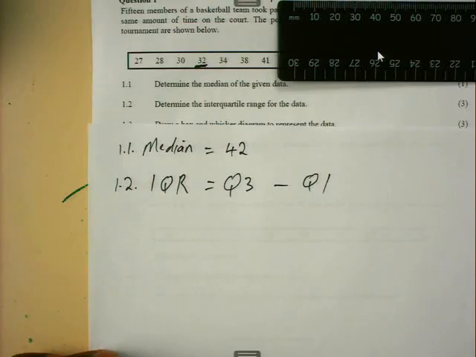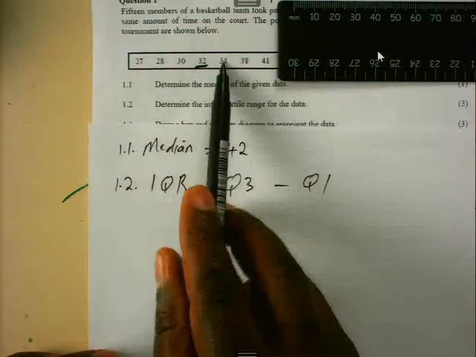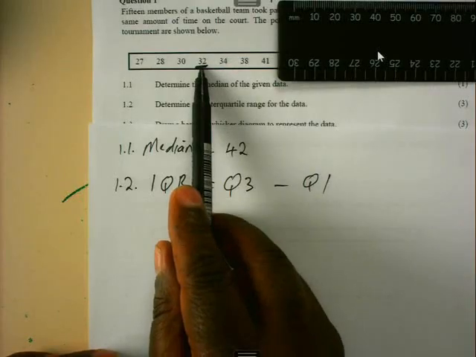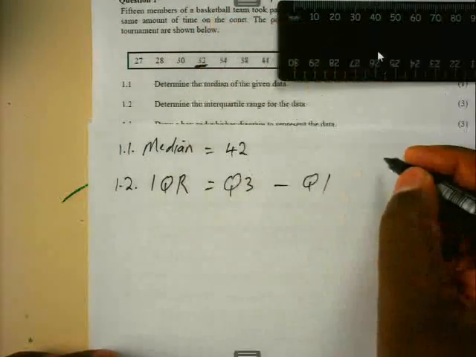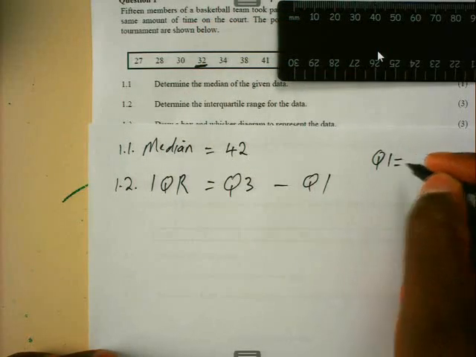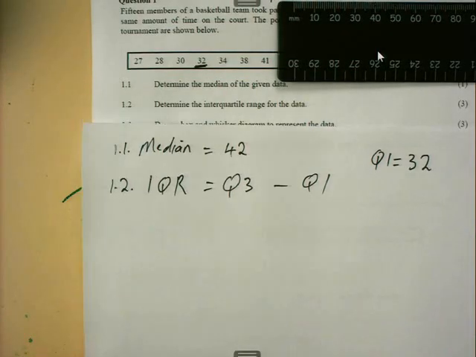And the median of the lower half is called Q1, because we've got 1, 2, 3. This one is the median. The median of the lower half represents Q1. So it therefore means Q1, let me write it down. Q1 is equal to 32. That is the lower quartile.